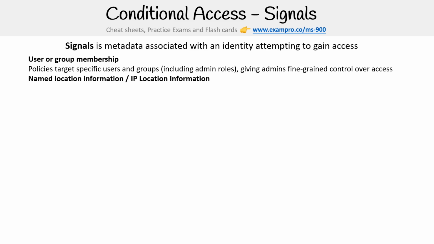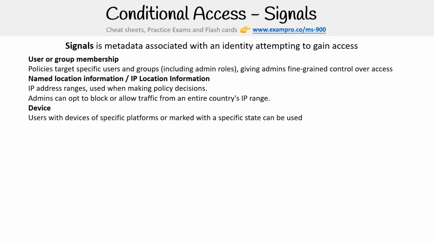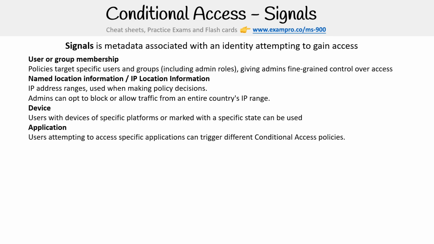Then you could have signals that are named location or IP location information. So that's a range of IPs used when making policy decisions. So admins can opt to block or allow traffic from an entire country's IP ranges. For devices, users with devices of specific platforms or marked with a specific state can be used. For applications, users attempting to access specific applications can trigger different conditional access policies.